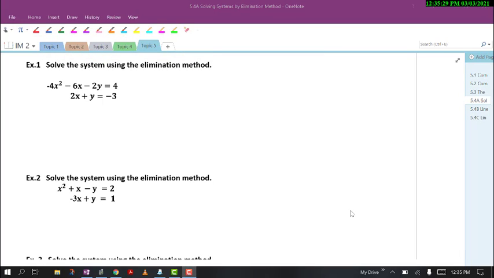So let's go and try some examples. When we solve using elimination, usually the variable that we want to cancel out, or the easiest way to do it, is to cancel out the y. So we want to cancel the y variable. So in this first system, if we look at the y's, we got negative 2y and positive 1y. Well, we want them to cancel out, so we're going to multiply the second equation by 2.